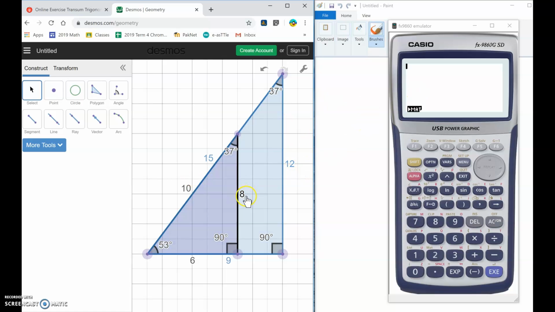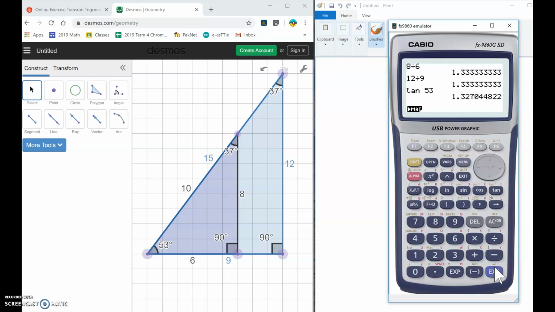So let's have a look at opposite of 53 divided by adjacent. So if we have 8 divided by 6, and here 12 divided by 9, the opposite divided by the adjacent is the tan button on your calculator. So tan 53 should equal basically the same thing. Okay, that 53 must not be exact.